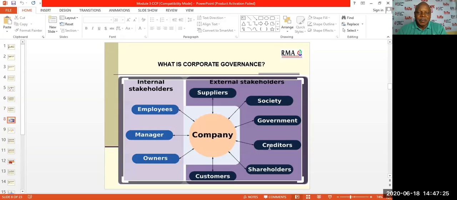So this is the corporate governance, and these are the various stakeholders. The stakeholders can be broken down into two: the internal stakeholders, and then of course the external stakeholders. So balancing the interests of all of these stakeholders is what corporate governance is all about.